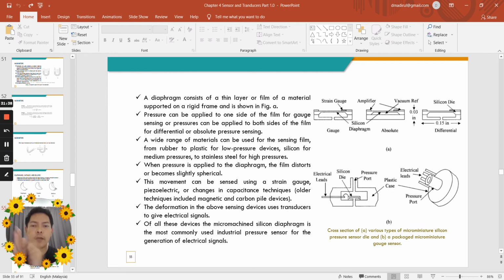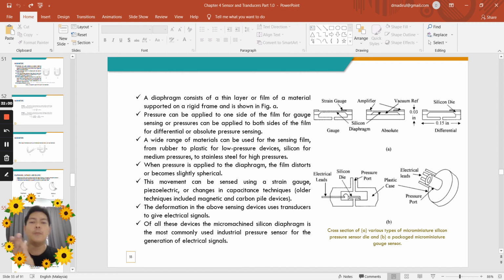A wide range of materials can be used for the sensing film, from rubber to plastic for low pressure devices, silicon for medium pressure, or stainless steel for high pressure. So the variety depends on the type of pressure, whether it is low pressure, medium pressure, or high pressure.